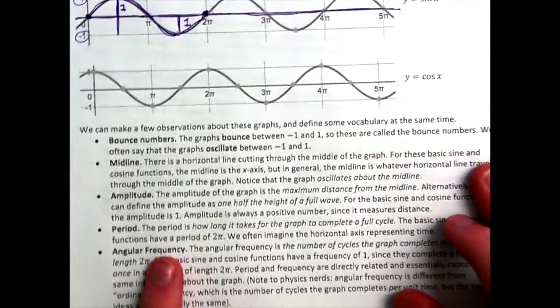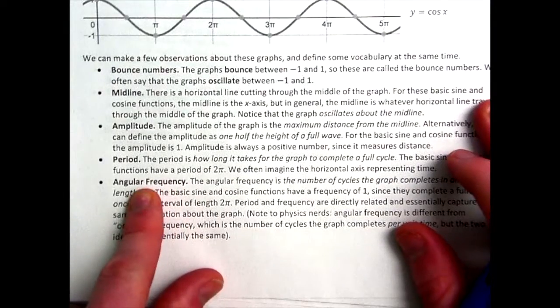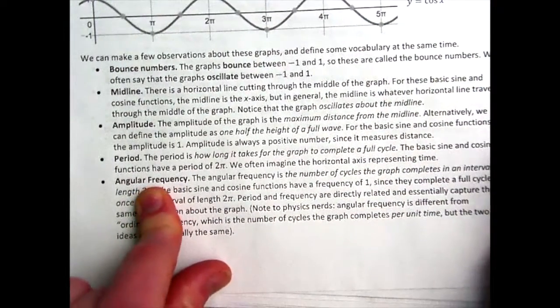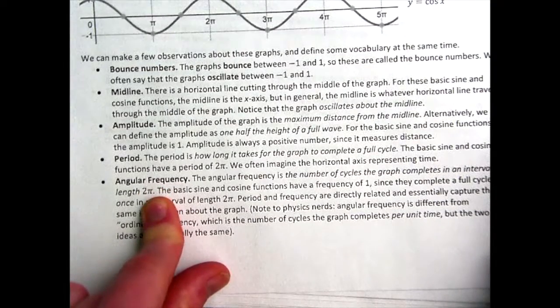Angular frequency is something that we care a little bit less about. Generally speaking, technically, it's the number of cycles the graph completes in an interval of length 2 pi.